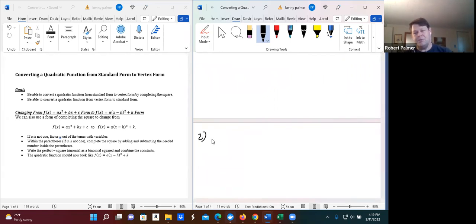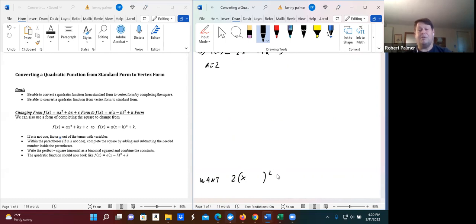Now let's take a look at this one. Number 2, we have f of x is equal to 2x squared plus 4x minus 3. What's new this time is we have a number in front of our x squared term, something other than 1. This time our a is going to be 2. Like in the other one, we want to get out of this at the very end, I'll put it down here, 2 times x plus or minus something squared, then plus or minus some constant out here.